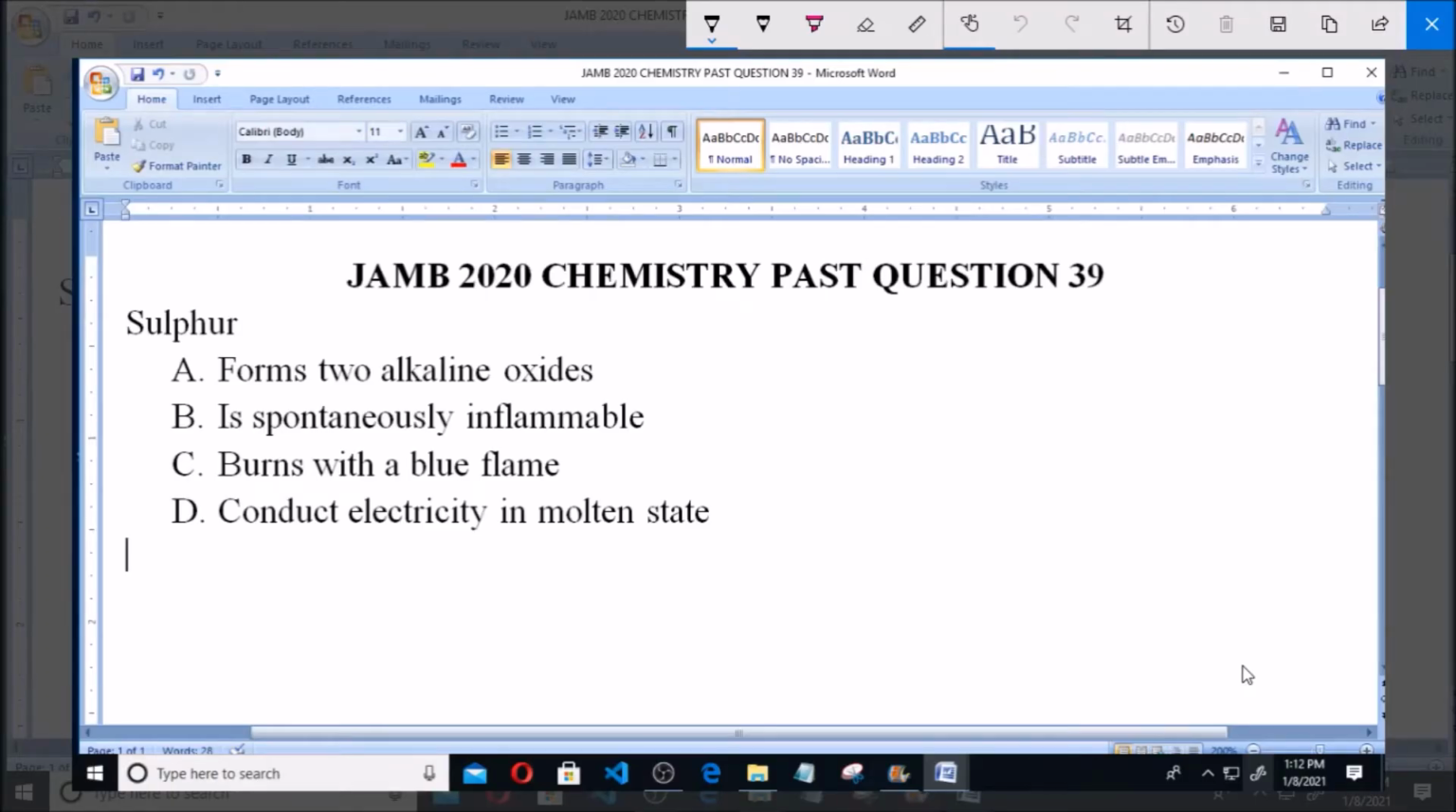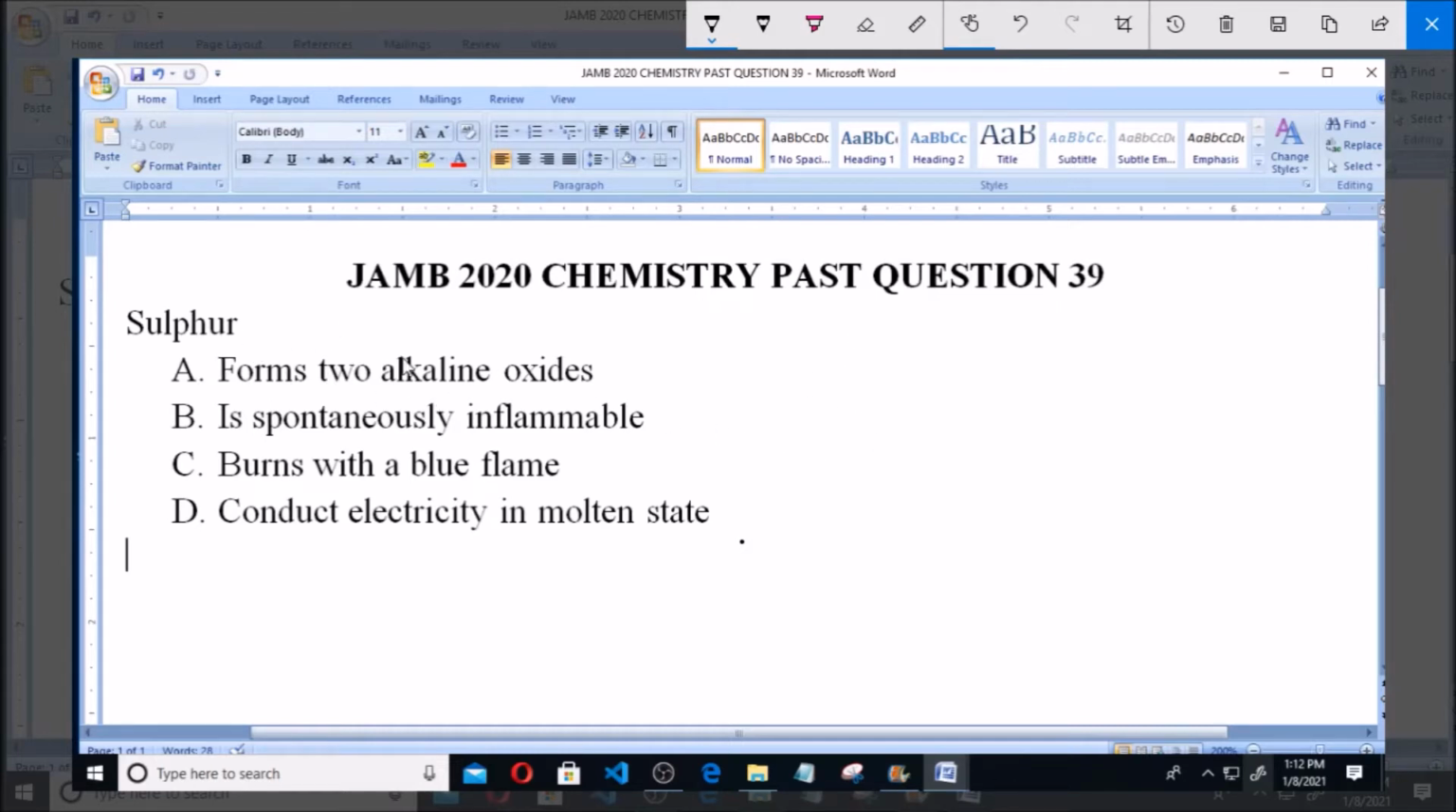I'll be answering JAMB 2020 Chemistry Past question 39. Sulphur: A. Forms two alkaline oxides. B. Is spontaneously inflammable. C. Burns with a blue flame. And D. Conducts electricity in molten state. So we are asked to pick an option which is the correct property of sulphur.